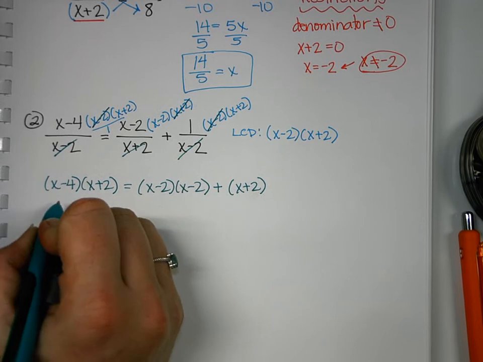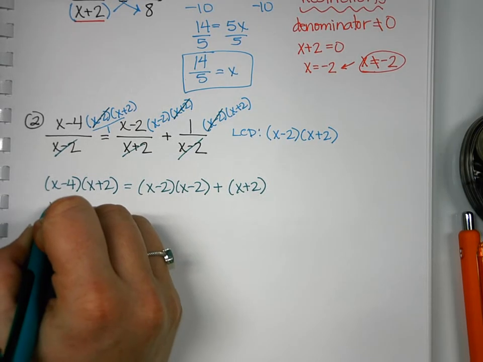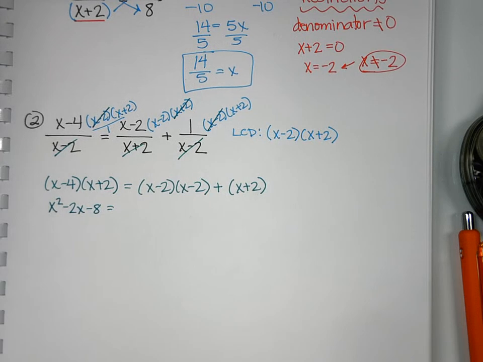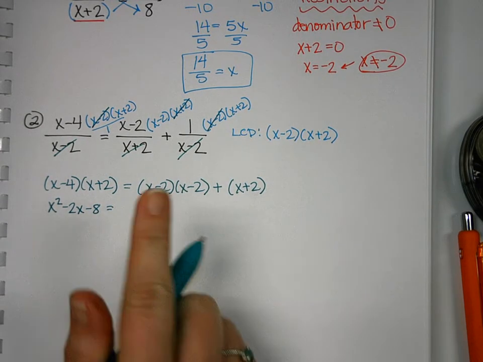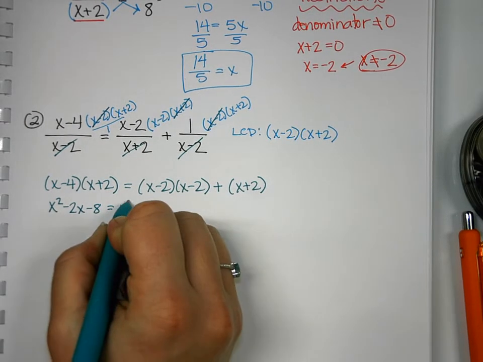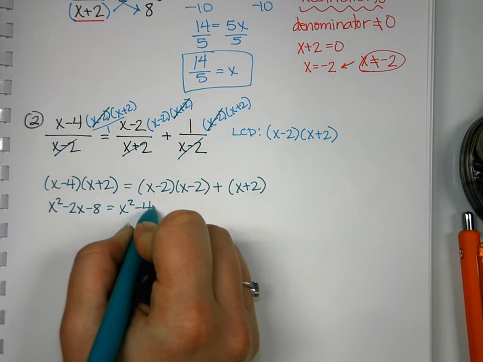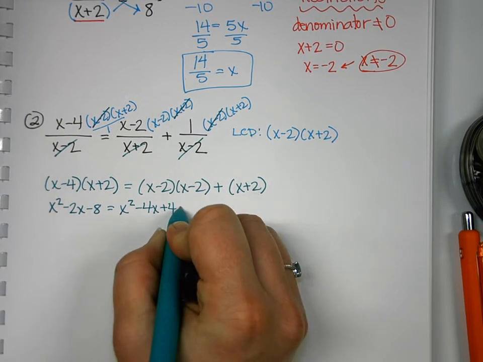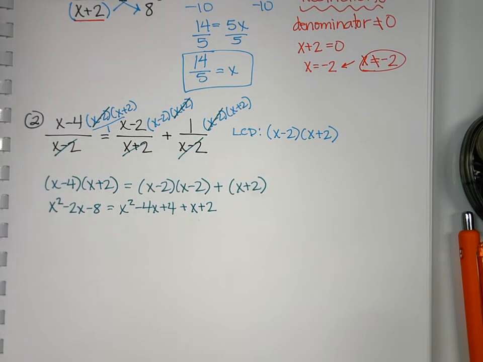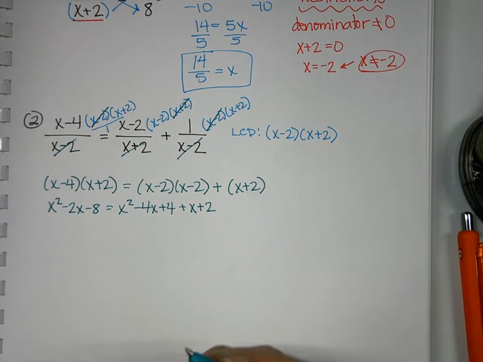So on the left here, if I FOIL those together, I'll get x squared minus 2x minus 8. On the right side, I'm going to start by FOILing x minus 2 times x minus 2. And then I don't have anything to multiply at the end, so I'm just going to drop the parentheses so that I can start combining like terms.